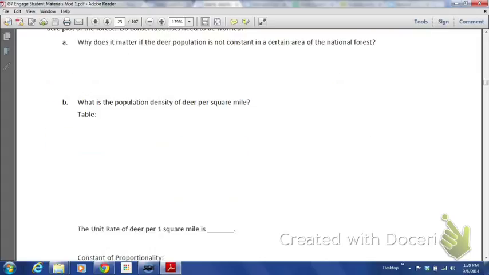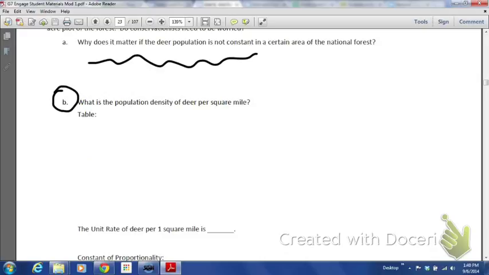I don't want to sound insensitive, but question A, not real interested in that right now. I am an animal lover for sure, and there are many reasons why the deer population not being constant in a certain area is important. It might mean many things. If there's overpopulation, there might need to be some culling of deer as they eat resources and kind of starve themselves out. So again, it could be many reasons, but this could be whatever you might imagine.